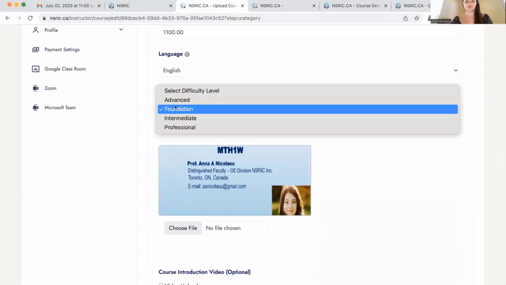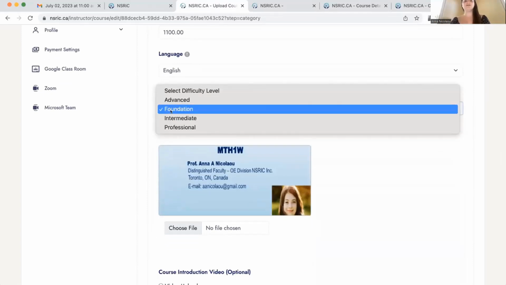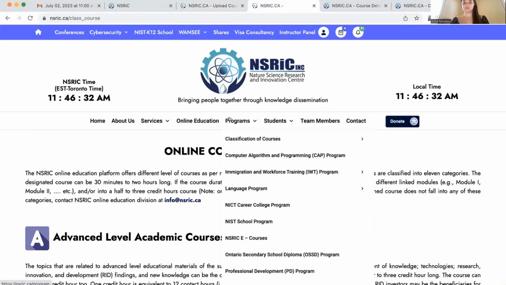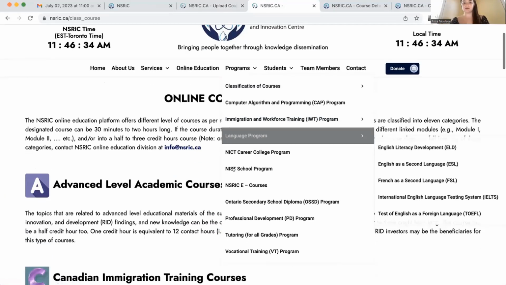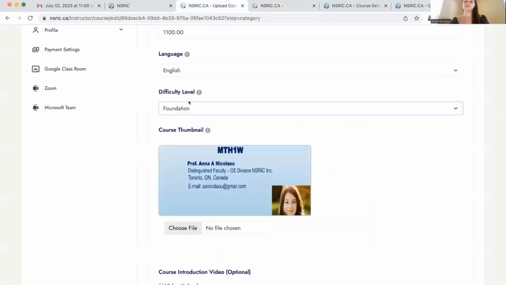Then we have the difficulty level. So advanced, foundation, intermediate, or professional. So again, you'll just go back and refer to the course classifications for that. Just make sure that you're aware what is what level, and then you're good to go there. So mine is, of course, foundation because it's a grade 9 mathematics class. Then you can choose a course thumbnail.